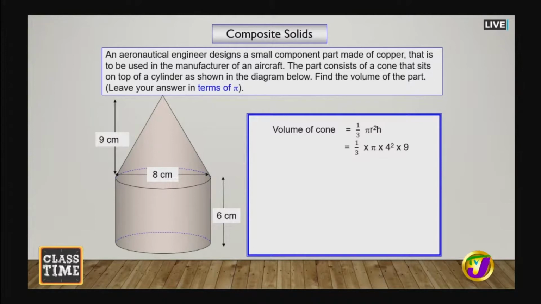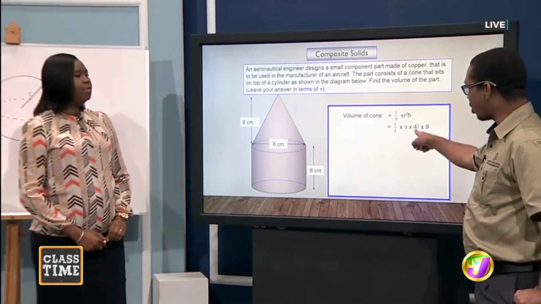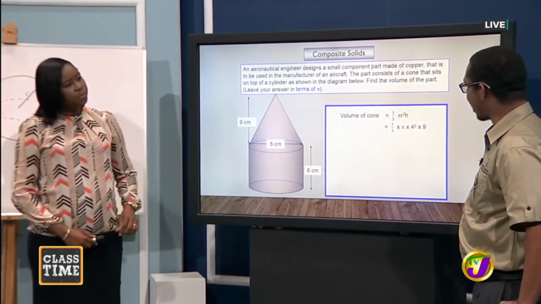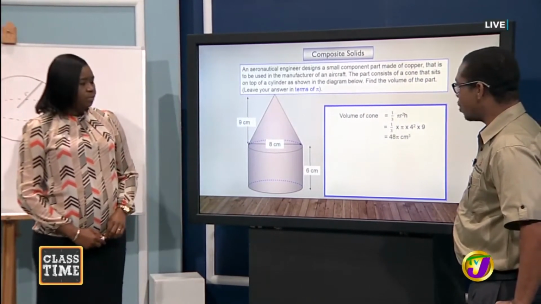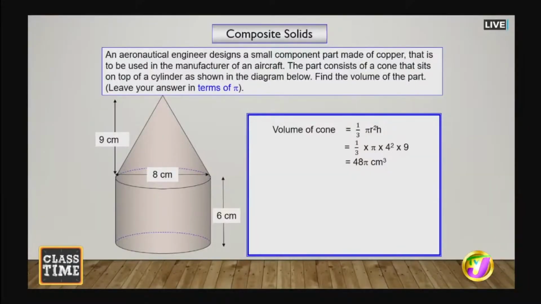Remember that the radius is half of the diameter. So we need to get half of the diameter to substitute in our formula for the radius. Oh, and I'm seeing that is where you have the 4. That's the 4 out of 8. Yes. Once we do that calculation, we will get 48 pi cubic centimeters as the volume of the cone. And we're done with the cone.